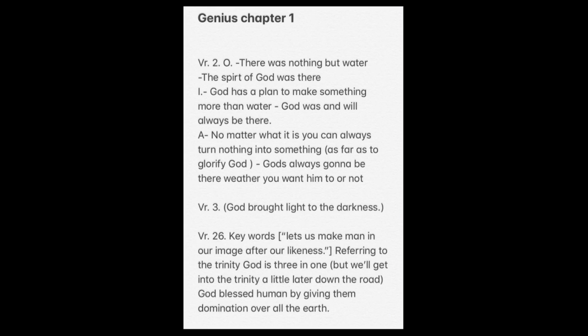Okay, now we can go to verse 3, which says God brought light to the darkness. That's basically what verse 3 means. And then we go all the way down to verse 26, key words: "Let us make man in our image, after our likeness." This will be referring to the Trinity, known as God being 3 in 1. But the Trinity is something we'll get into later on down the road. God blessed humans by giving them domination over all the earth.